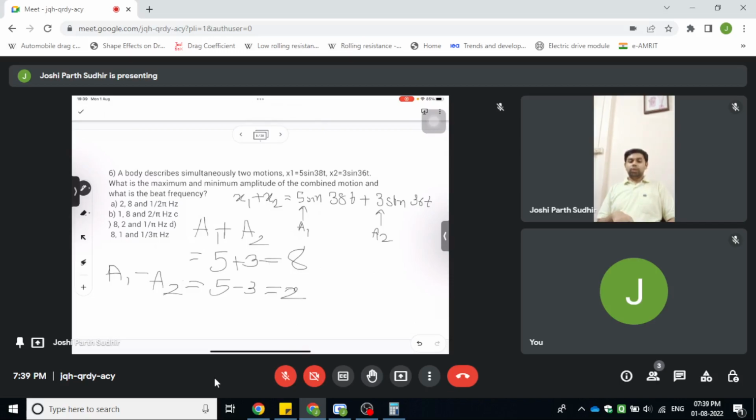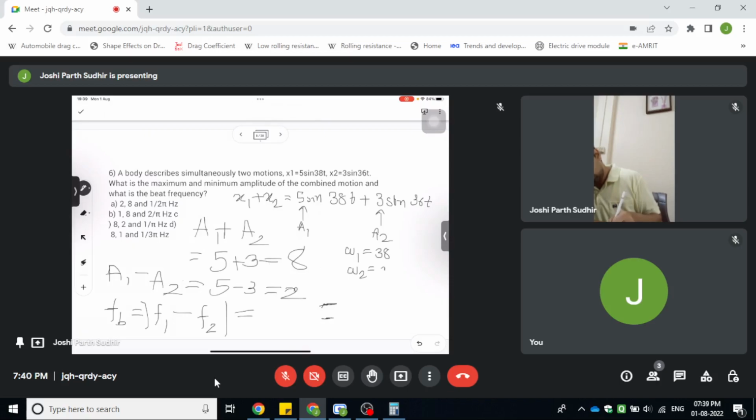Now the next question is, what is the frequency of beats? The frequency of beats, let us say FB, is given by the difference between the frequencies f1 and f2, the absolute value of f1 minus f2. Here the angular frequency of the first motion x1 is omega 1, which is equal to 38, and omega 2 is equal to 36.